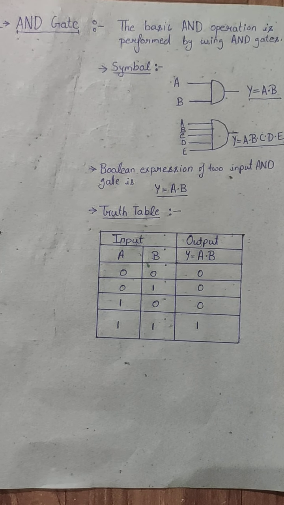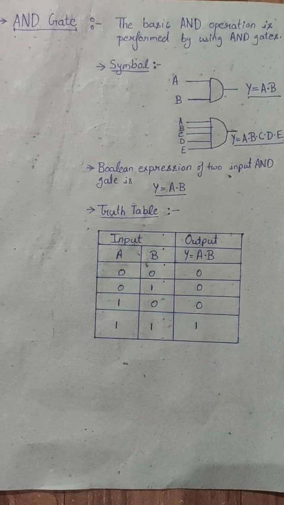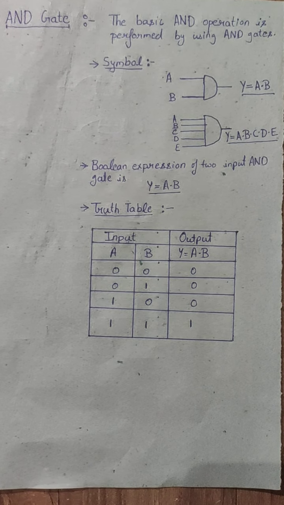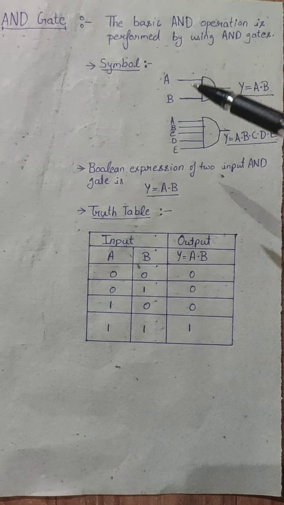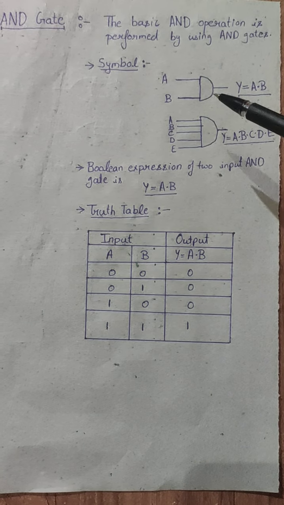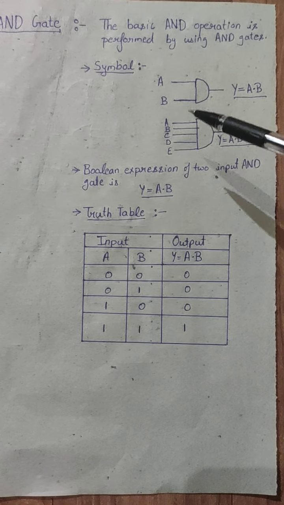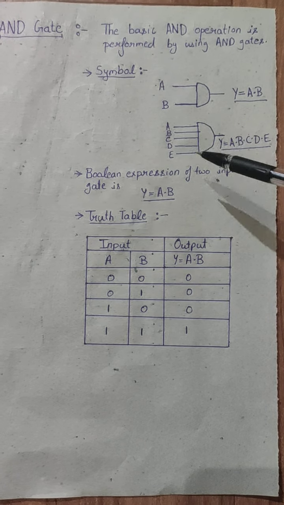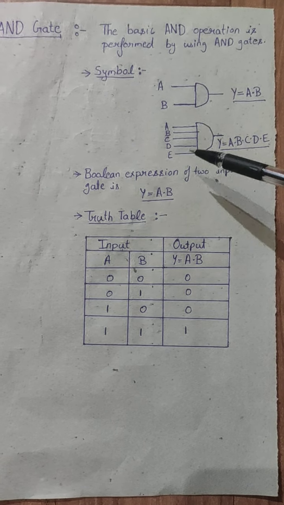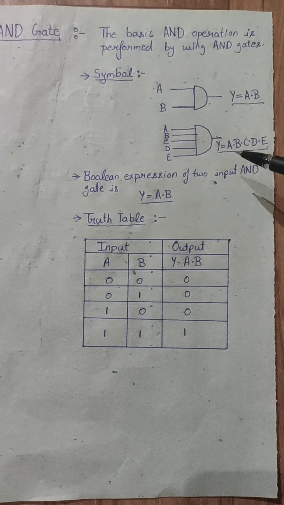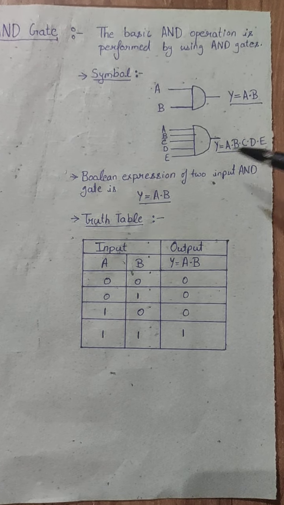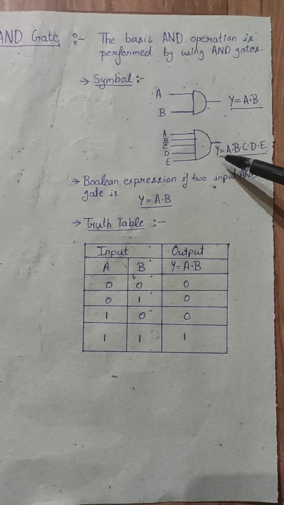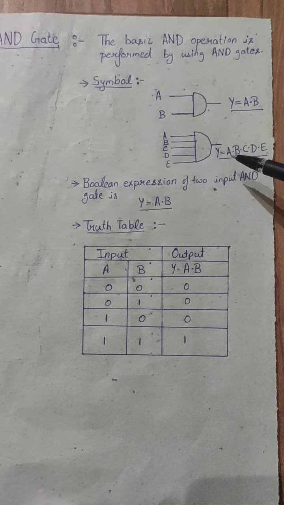First is the AND gate. The basic AND operation is performed by using AND gates. The symbol of the AND gate is this, and it is an AND gate using two inputs, and this is the output of the AND gate. This is the AND gate with more than two input variables, and this is its output, represented by a Boolean expression which is given by capital Y in both cases.